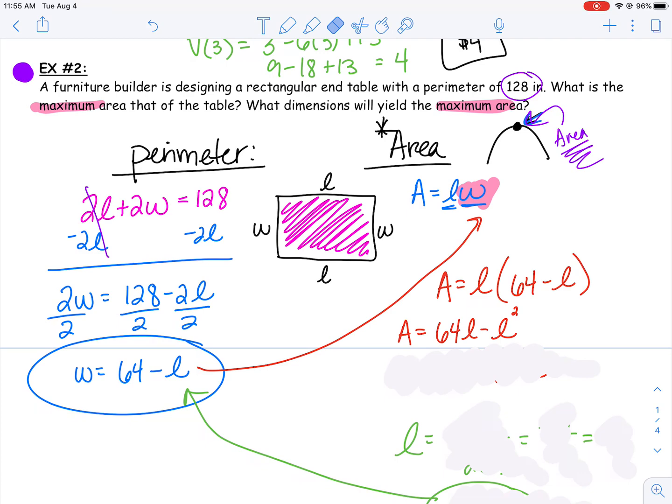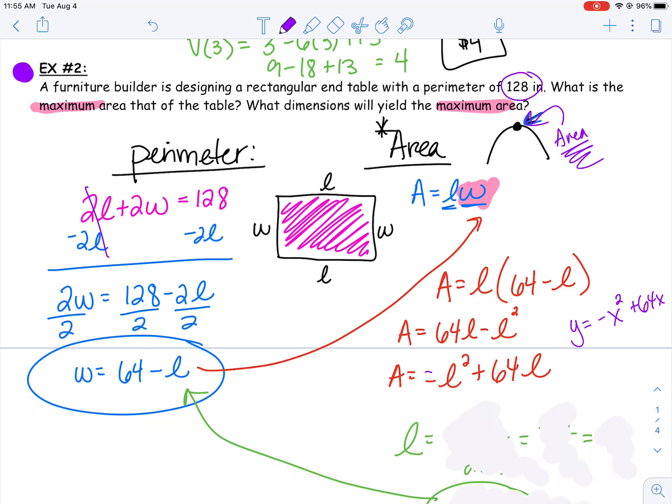If those were X's, I would have an X squared and an X. And if I were rewriting it in a different order so that the L squared was first, it would look something like this. Doesn't this kind of look like a quadratic? If you're more comfortable using y's and x's, it would look something like this: y equals negative x squared plus 64x. That's a quadratic. I know that that is going to be a parabola.